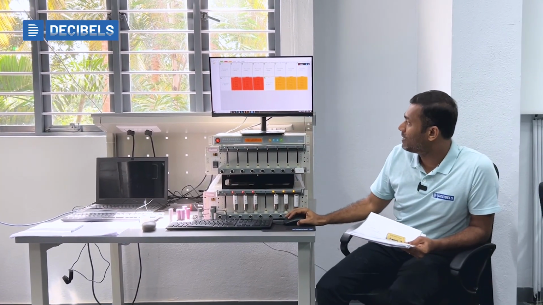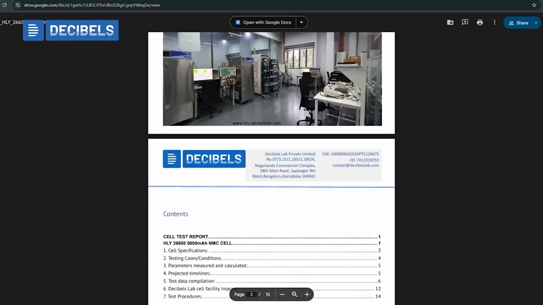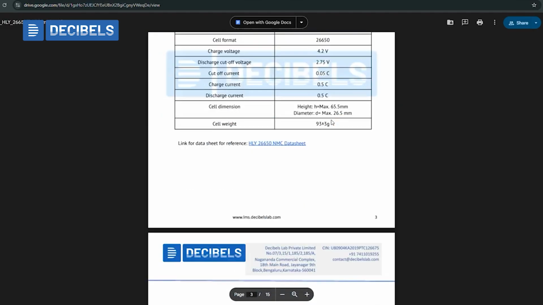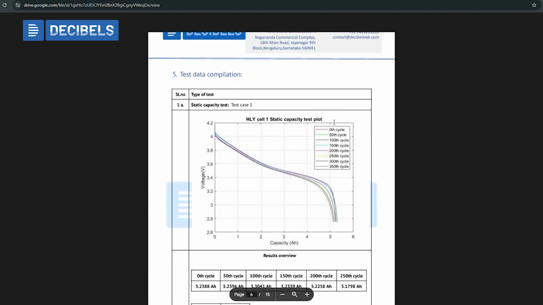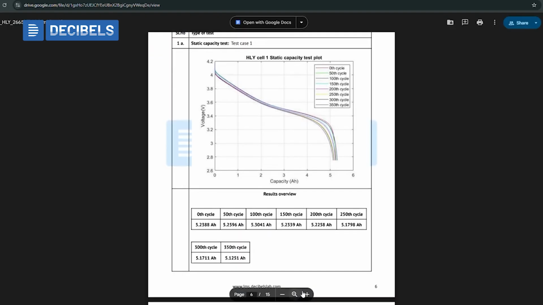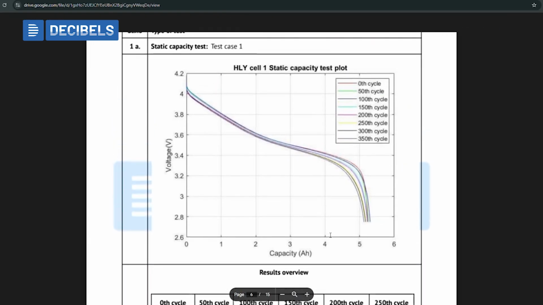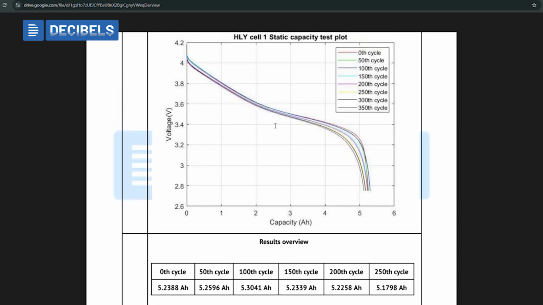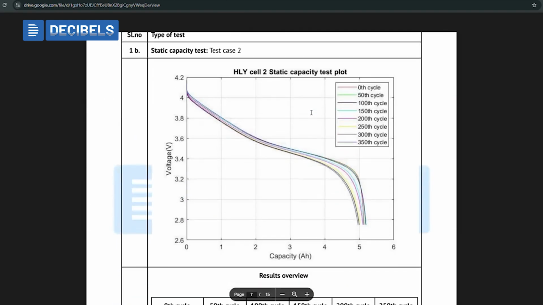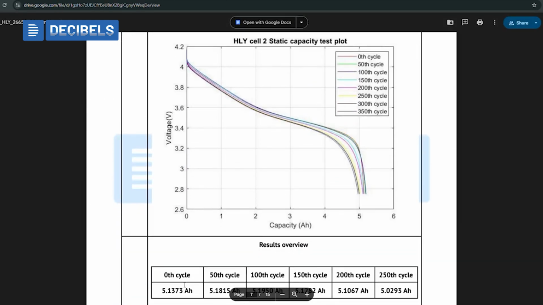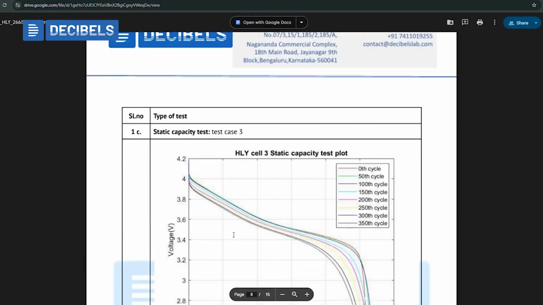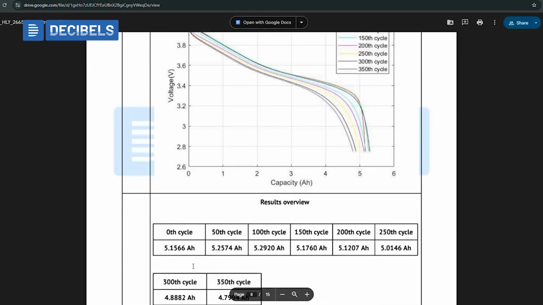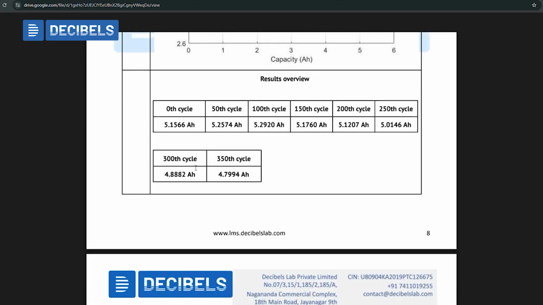Once you do all of these tests, the machine will give you the data, and you can collect this data. We can see here that we have done several tests on this HLY cell. Maybe in this report we have only 350 cycles. You can see that at cycle 0, the capacity of the cell was about 5.2388, and this is again done at a specific C rate. If you go down here, when you do it at a different C rate, the capacity will be slightly different. Similarly, we have done the test on 4 cells, and you can see the changes in capacity.